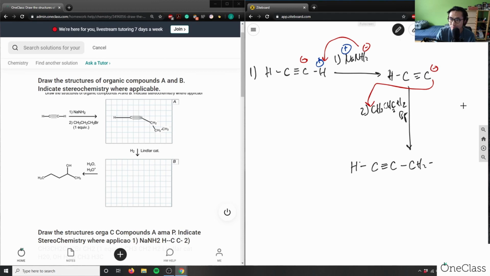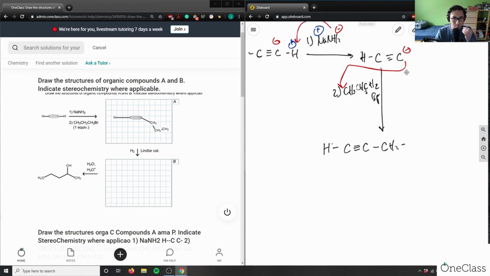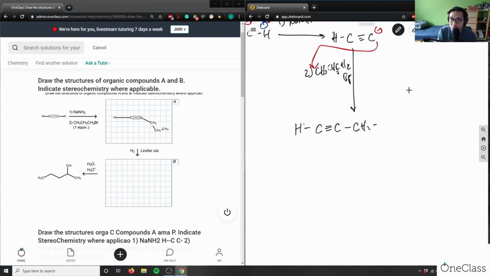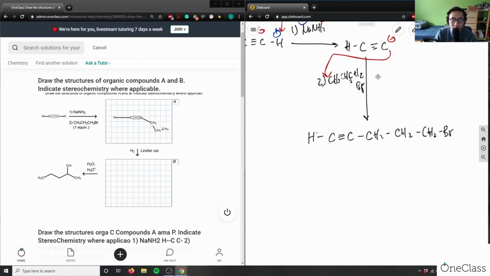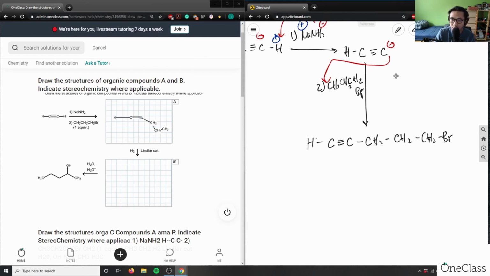And now my compound is H, I still have my C triple bond C, and then CH2, CH2, a three-carbon chain, and then Br here. So this is an alkylation reaction, right? I'm bonding carbon bonds here. This negative charge takes away one of these hydrogens. So that's good for this question. It's only one equivalent, so it doesn't break this triple bond here.